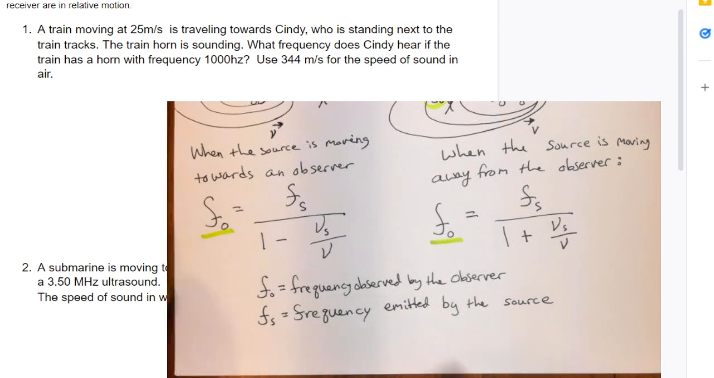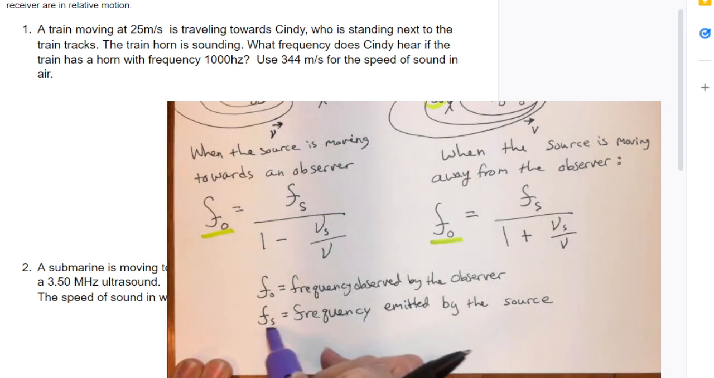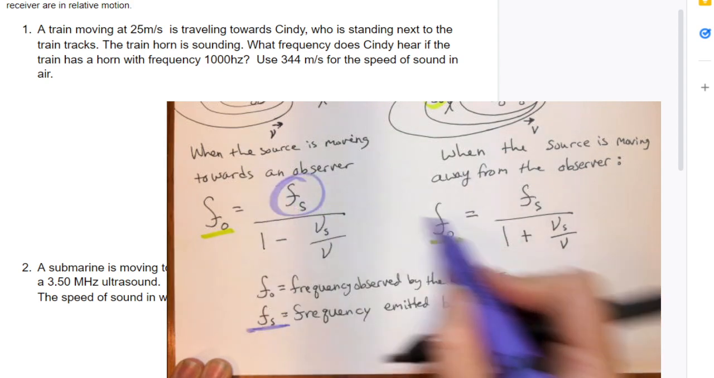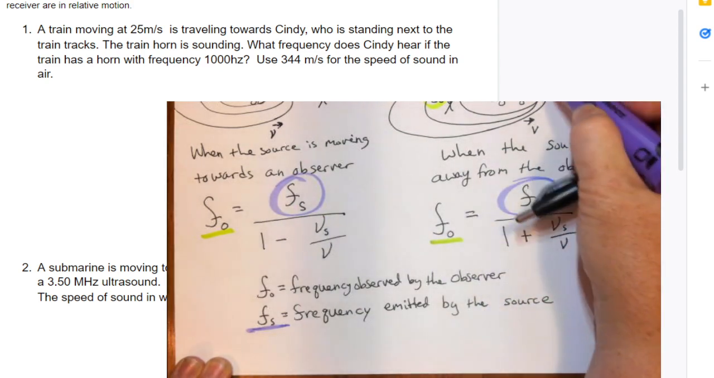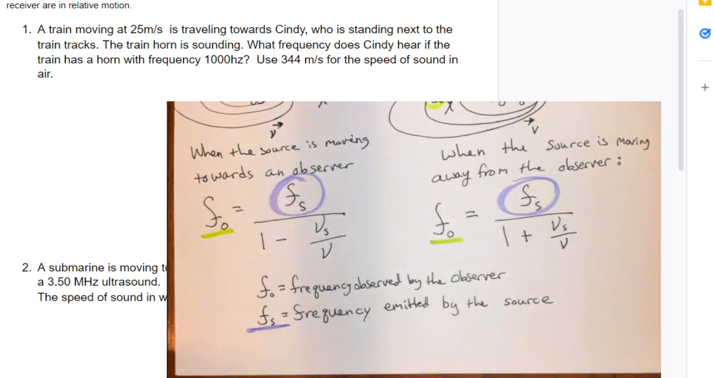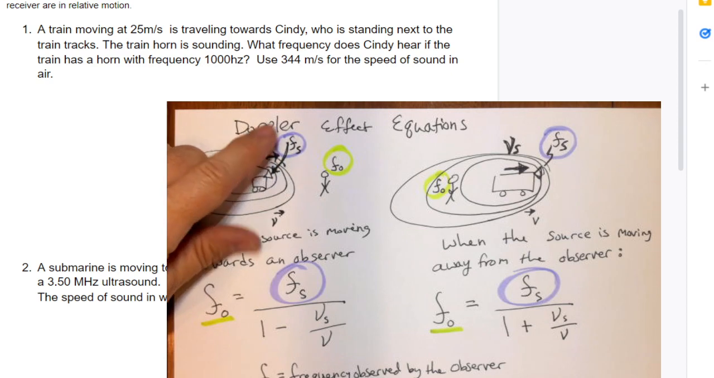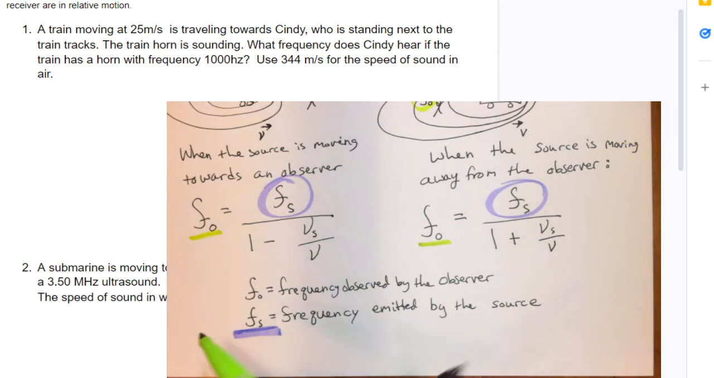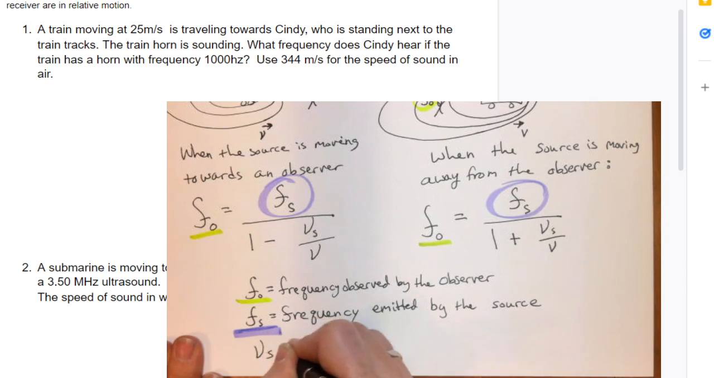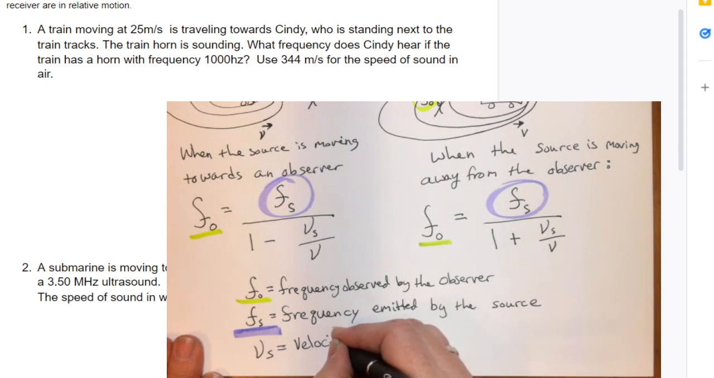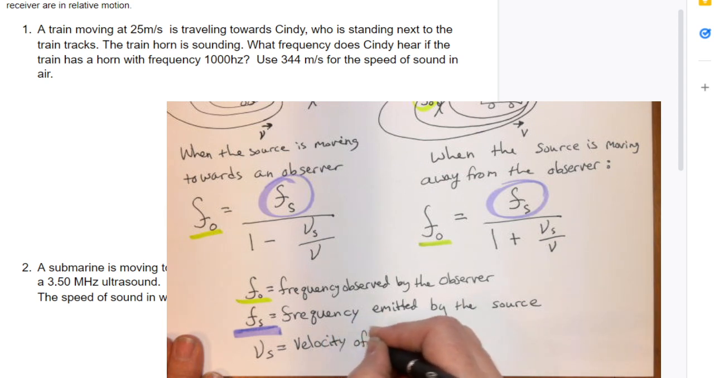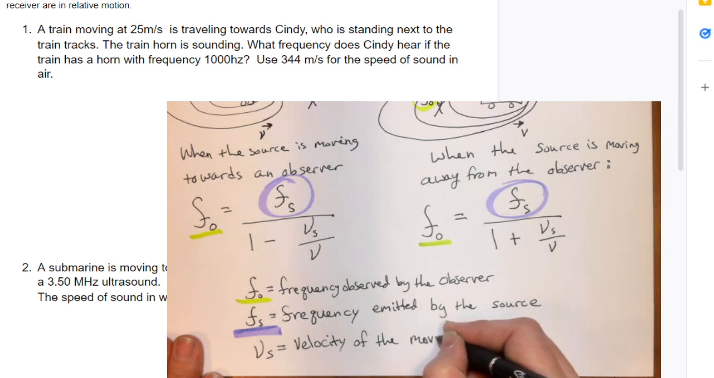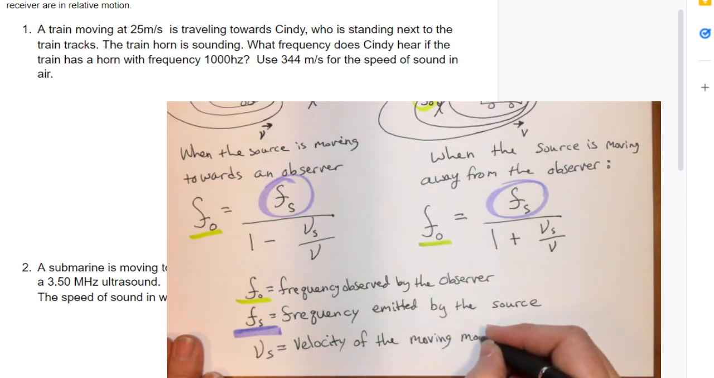Okay, the next term I want to define, wait a second. I forgot to show you where that is. Frequency of the source is in the numerator here. And in the model, it's the frequency emitted from the siren right up there. Okay, the next term I want to define is V subscript S, which is the velocity of the moving sound source. Velocity of the moving source.